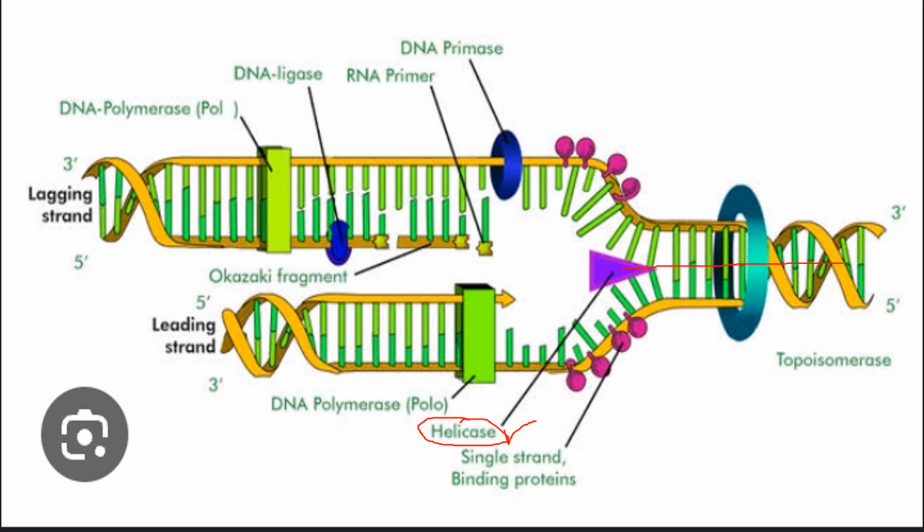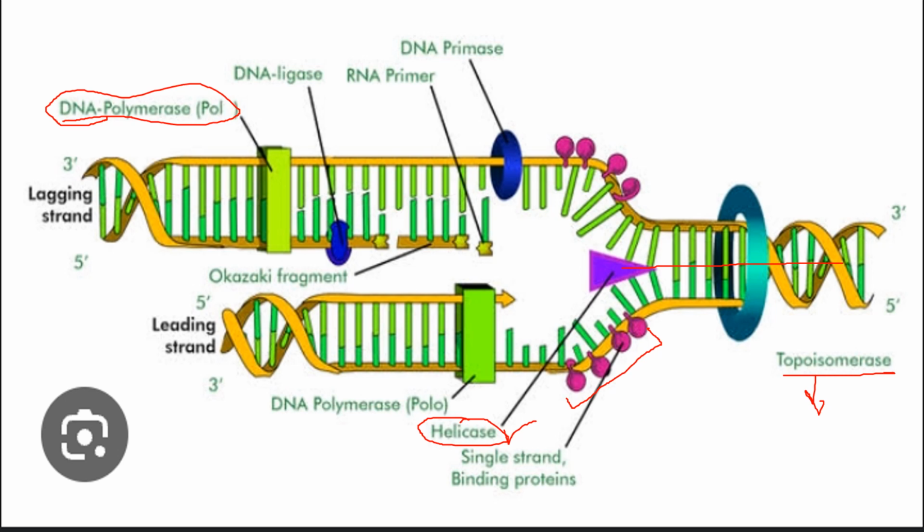When these single strands of DNA are formed, single strand binding proteins attach to them so that the strands do not recoil again. Similarly, topoisomerase is the enzyme that reduces the tension in these single-stranded strands of DNA. The main enzyme that plays its role is DNA polymerase, especially DNA polymerase 3. This DNA polymerase 3 has two basic conditions for its working.